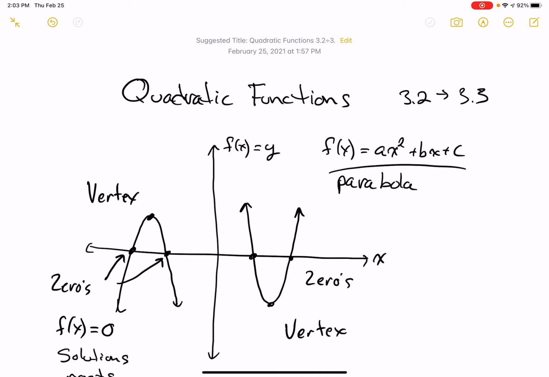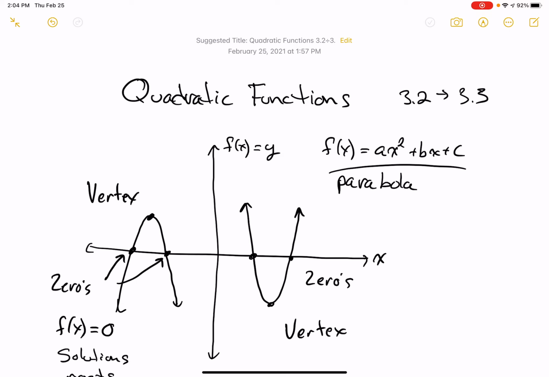You have 3 terms for a quadratic function. You have the quadratic term, you have the linear term, and you have the constant term. And when you graph a quadratic function, you get 2 different types of graphs. You either get a parabola that opens down like this, or you get a parabola that opens up like this.